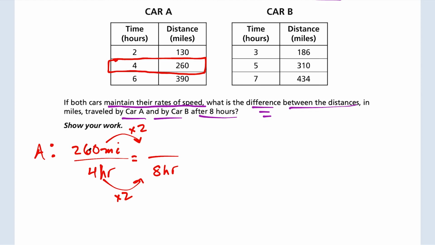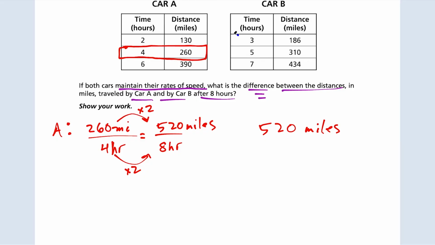And then if we do 260 times 2, that's going to be 520. So 520 miles, that is how far car A goes in 8 hours. So for car B, I'm just going to go ahead and pick this entry here because none of these numbers, 3, 5, or 7, divide into 8 nice and evenly. So we could just pick any one here. So I might as well pick the smallest entry here.